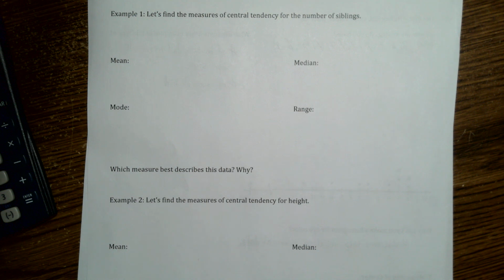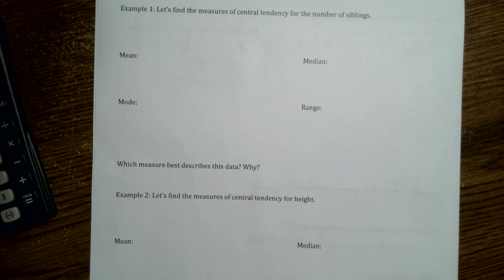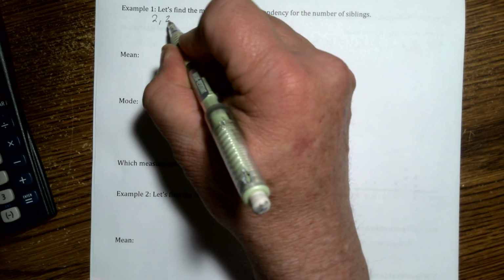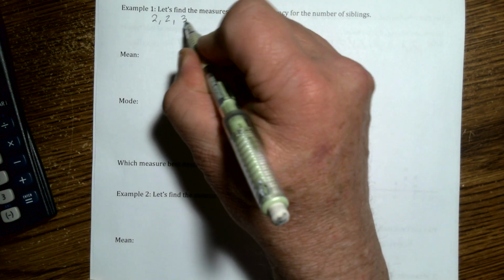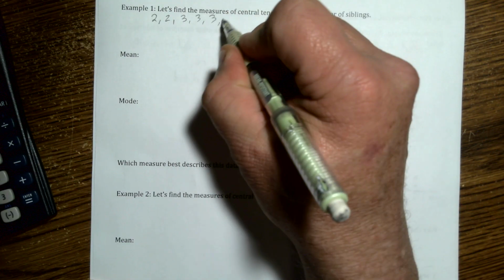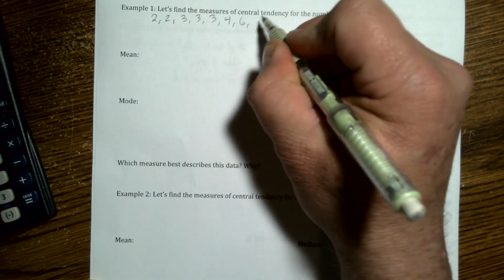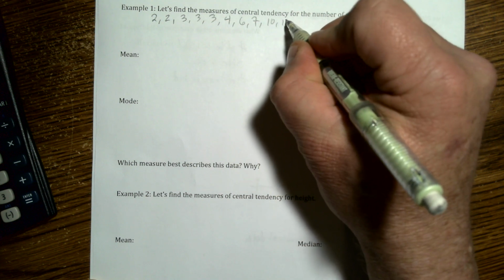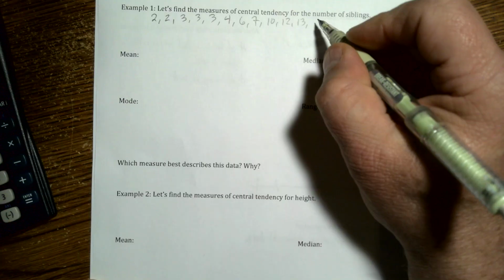All right, this is lesson page 4 for lesson 4.1 on statistics for Math 1. And here we're going to take a look at how to find the mean, median, mode, and range for data sets. We're going to start with the data set that we had on the previous page for number of siblings. I'm going to write these in order already. So we have 2, 2, and there were 3 3s. There was a 4, a 6, a 7, a 10, a 12, a 13, and a 100.